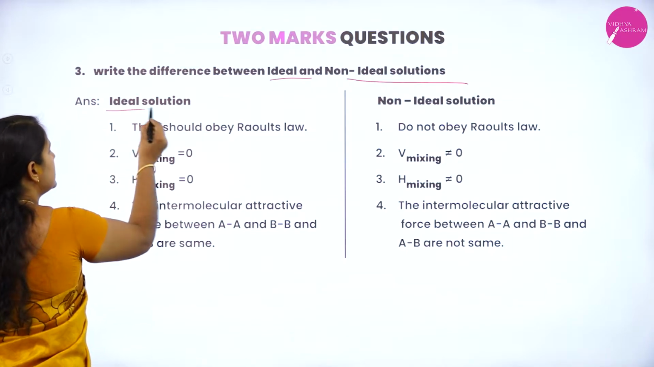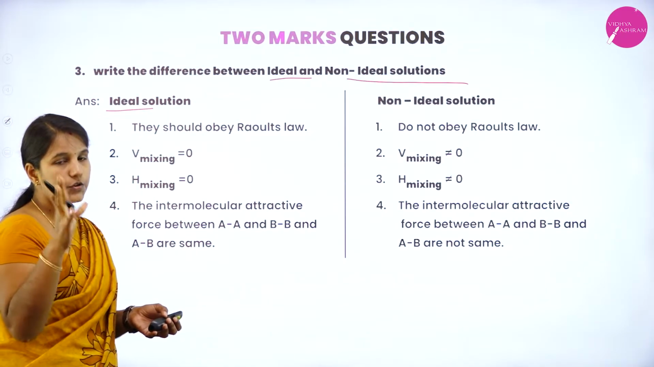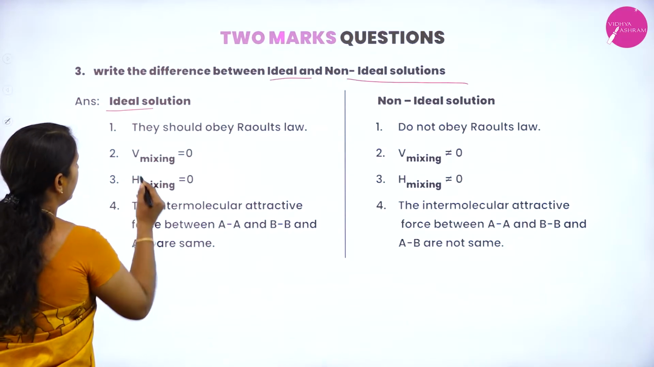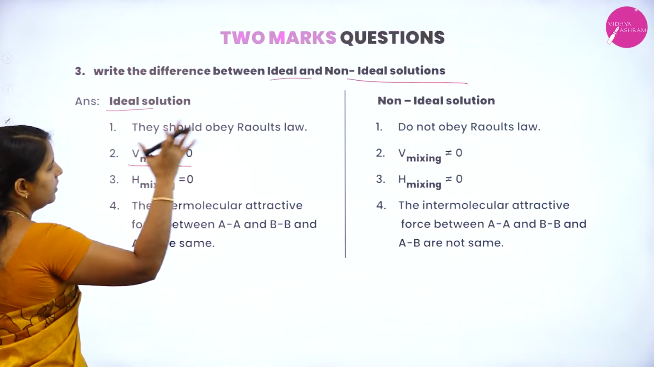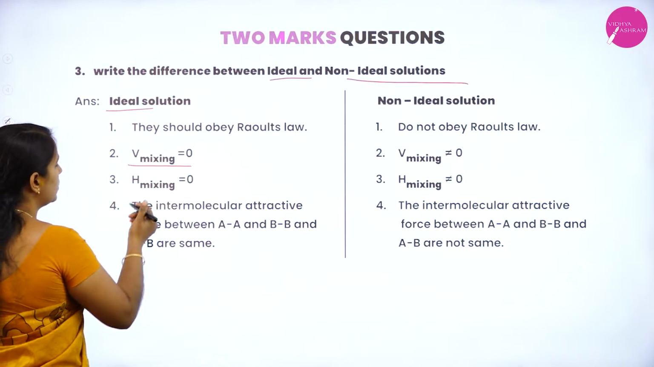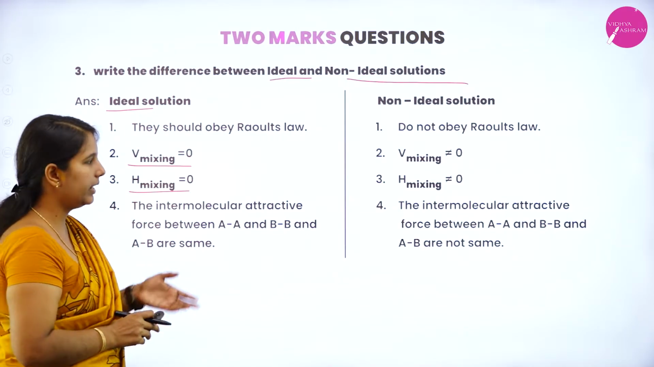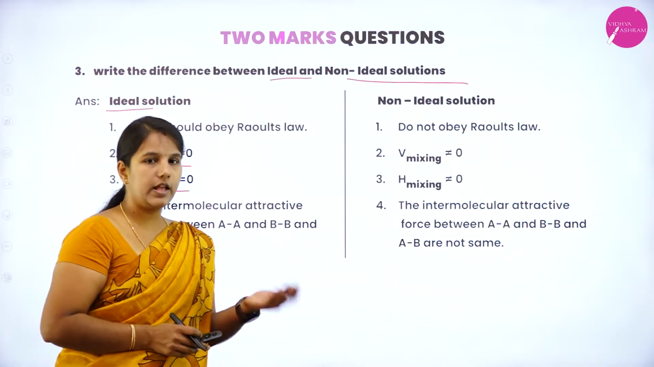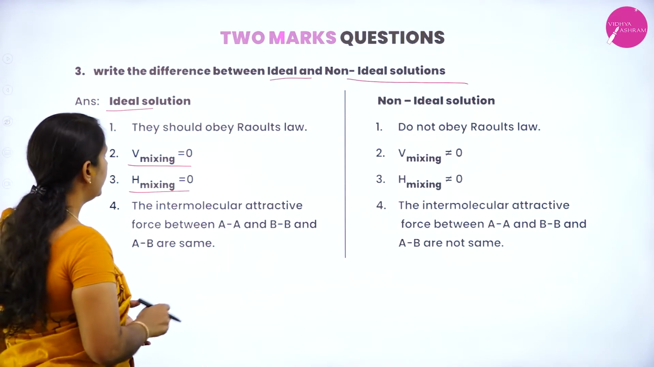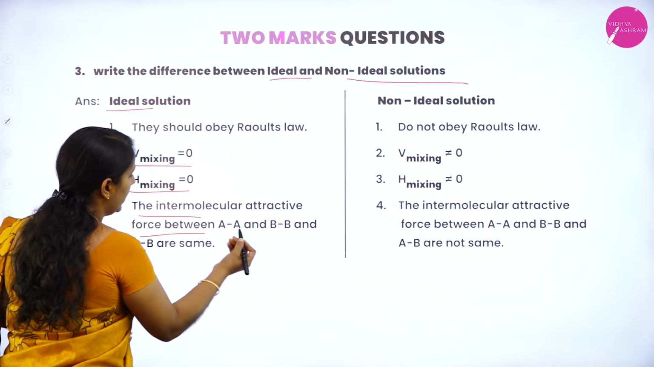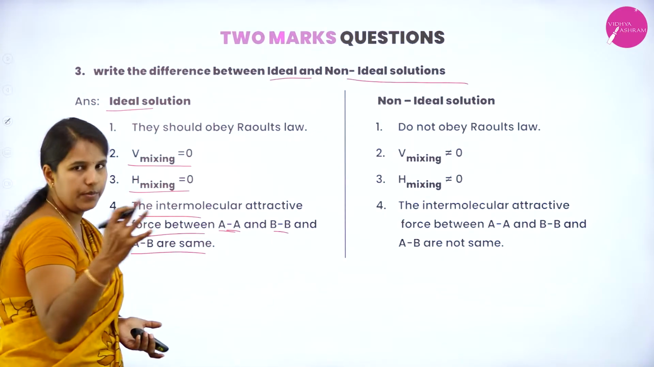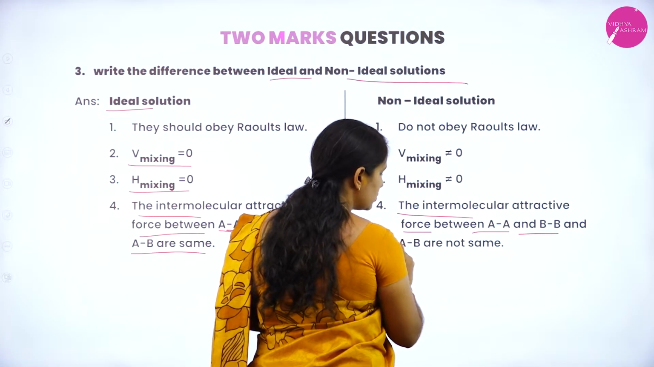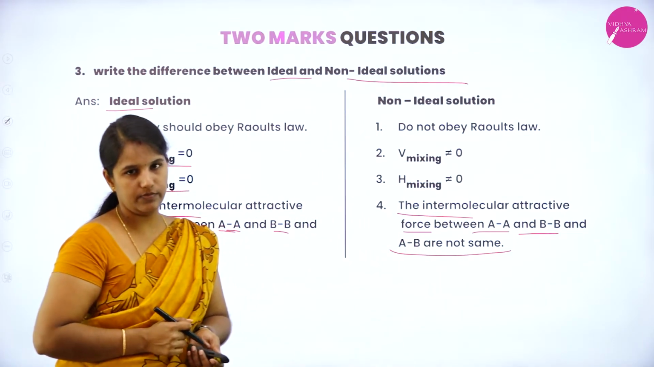We all know that an ideal solution is a solution which always obeys Raoult's law, whereas a non-ideal solution does not obey Raoult's law. For an ideal solution, the volume of mixing will always be equal to 0, and the enthalpy of mixing will also be 0. For a non-ideal solution, the volume of mixing will not be equal to 0, and the change in enthalpy of mixing will be not equal to 0. The intermolecular attractive forces between A and B are not the same as those between A and A or B and B.